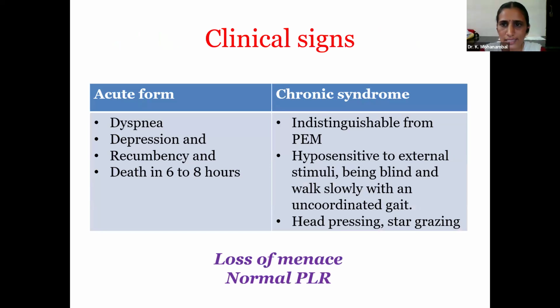The animal will show clinical signs of acute or chronic form. In the acute form, dyspnea, depression, recumbency, and death are very common. The chronic syndrome is indistinguishable from PEM. The animal will show clinical signs similar to PEM, that is head pressing, stargazing, uncoordinated gait, walking very slowly, and being unresponsive to external stimuli. Thiaminase or thiamine deficiency will affect the cortical area of the brain where the optic nerves are, so blindness is also common.